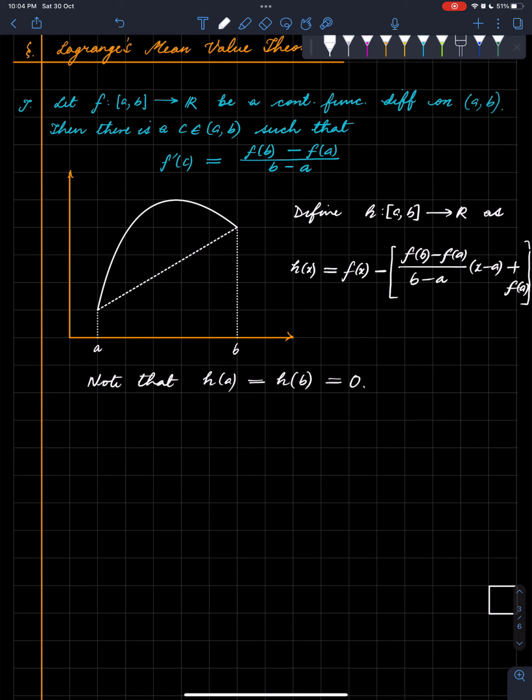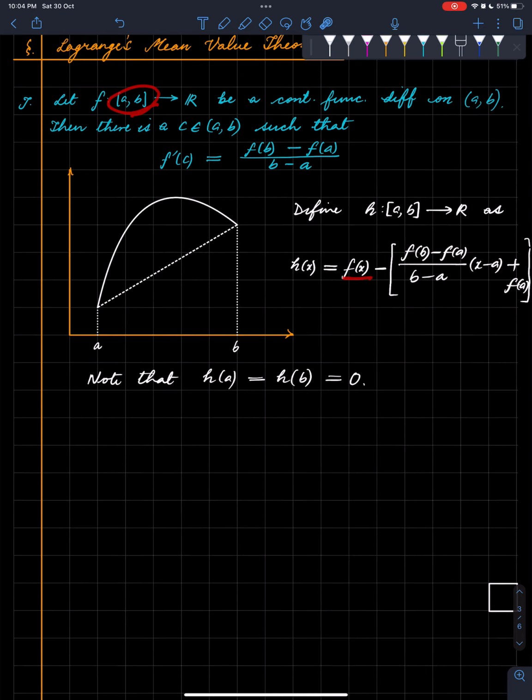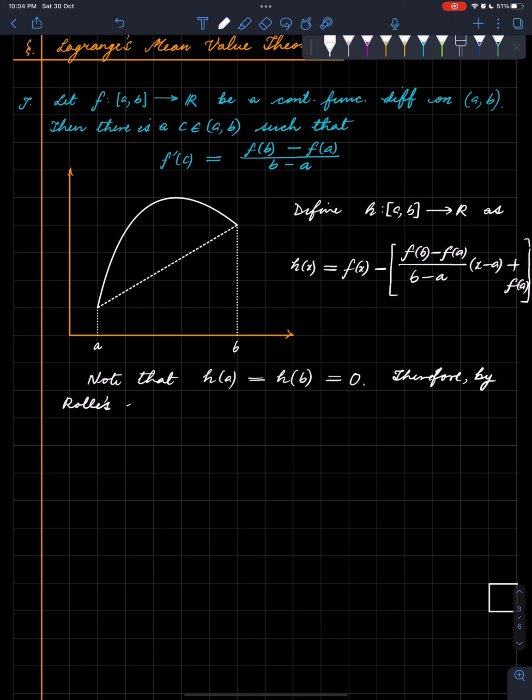So that's there, and now by Rolle's theorem, since f is differentiable, and of course this is a differentiable function, these are just constants, this is also a differentiable function in this range, and this is continuous in that range, so therefore so is h, so you can apply Rolle's theorem to h. Therefore, by Rolle's theorem, there is some point C in this open interval such that h prime C equals 0.